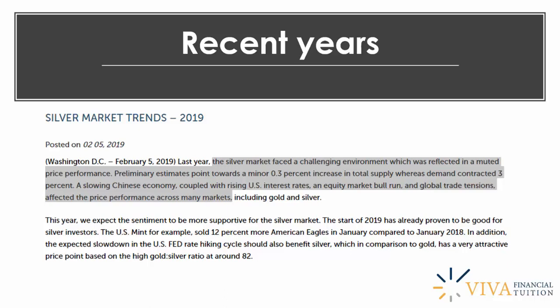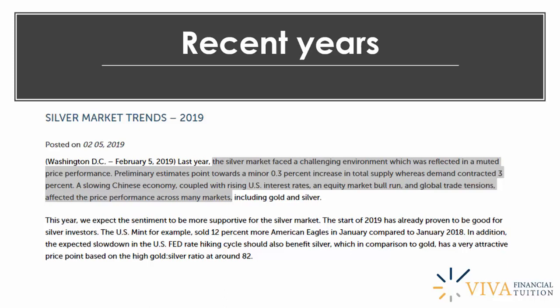This is actually good news from the perspective, of course, of a company like the one in the pre-scene. If the silver price is depressed, of course, that's going to be good for them because they can afford more silver at lower prices. But you have to bear in mind as well what's going to happen going forward. This year, in 2019, we expect the sentiment to be more supportive for the silver market. The start of 2019 has already proven to be good for silver investors. The US Mint, for example, sold 12% more American Eagles in January compared to January 2018.